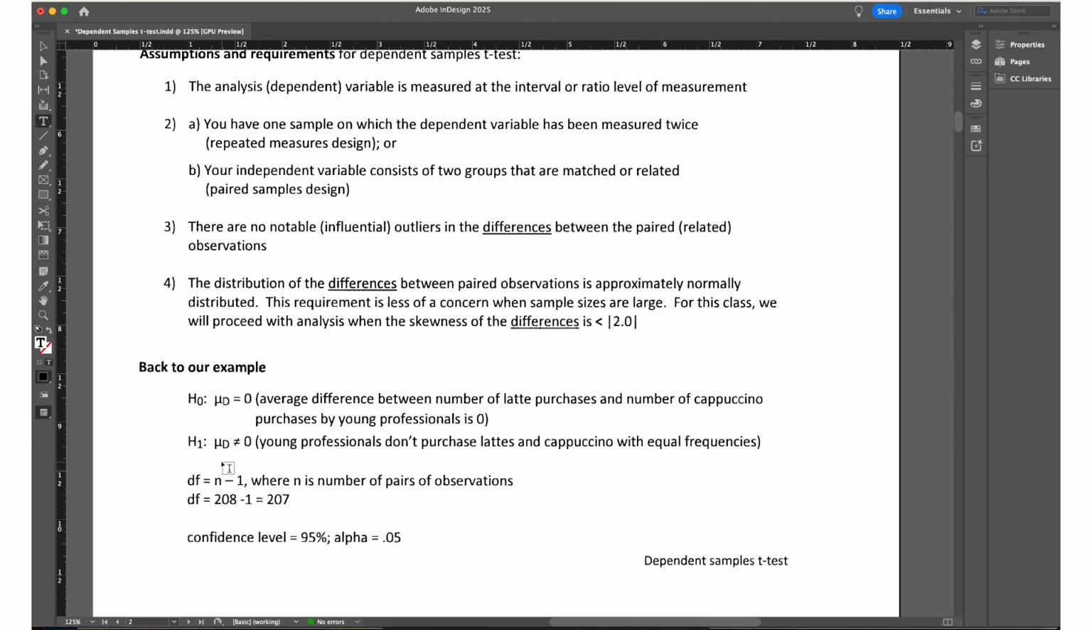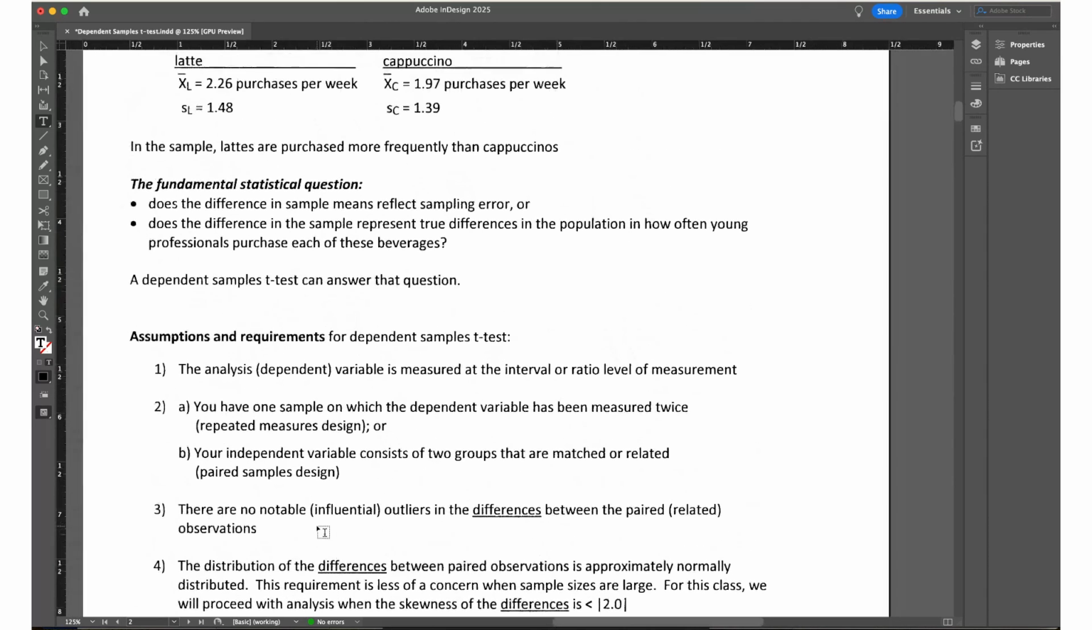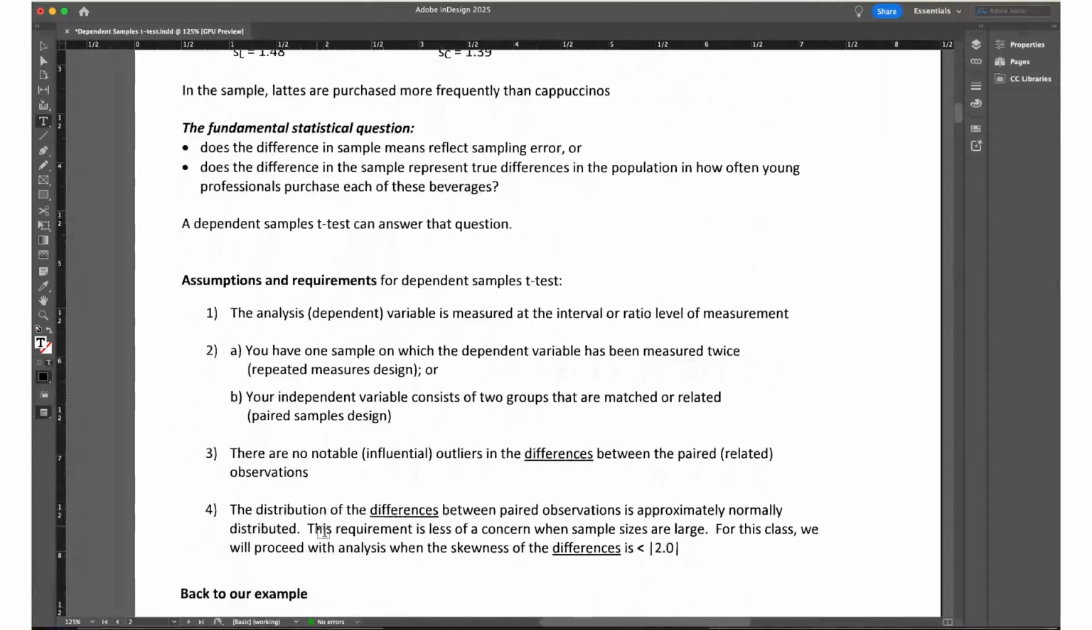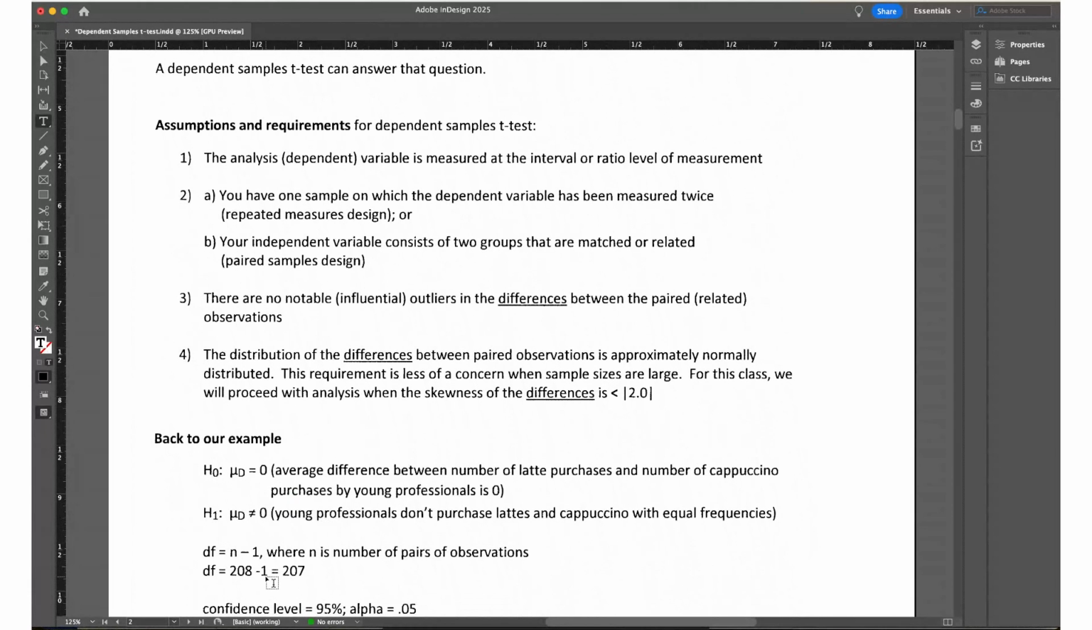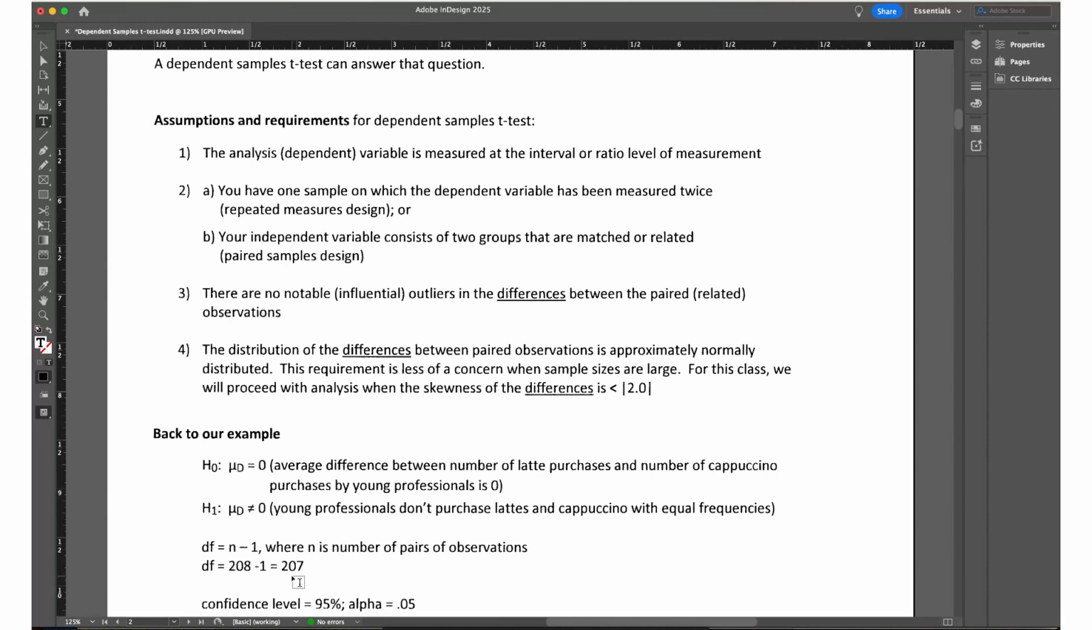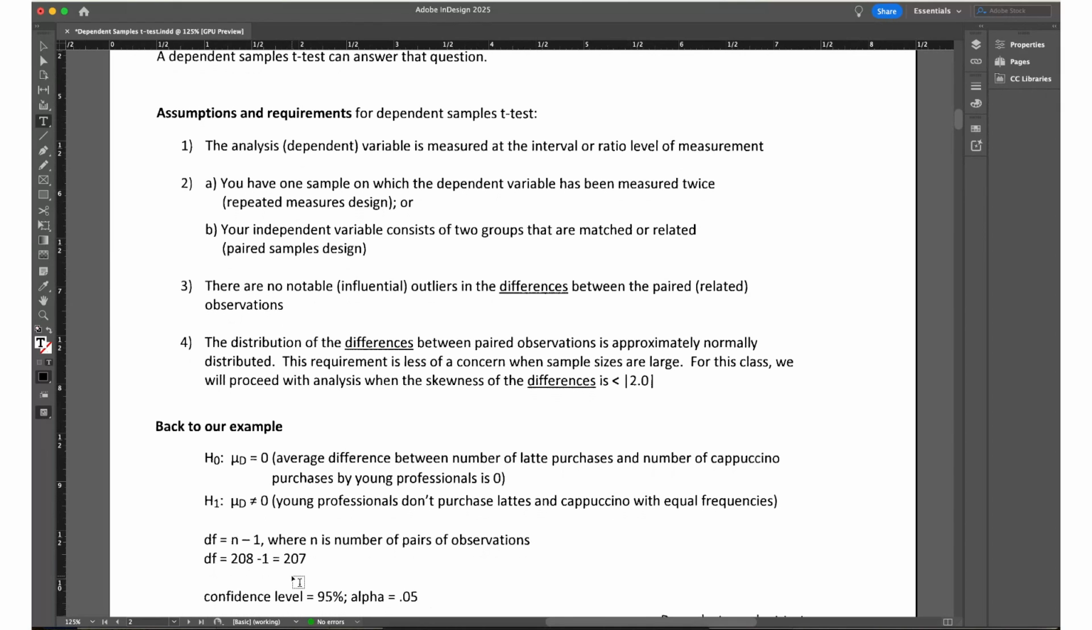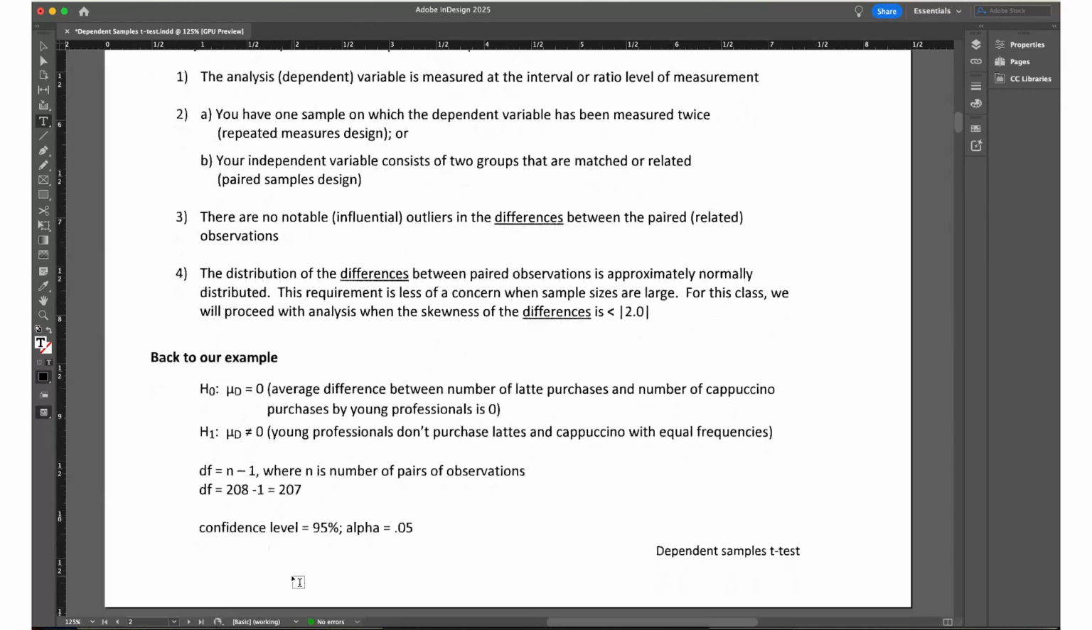And for the degrees of freedom, it's n minus 1, where n is the number of pairs of observations. So in our example here, we had 208 young professionals surveyed, and so our degrees of freedom would be 208 minus 1 equals 207. And as always, we have a 95% confidence level and alpha of 0.05.